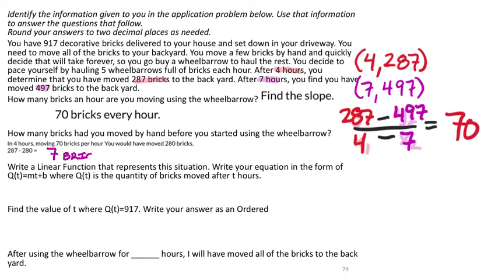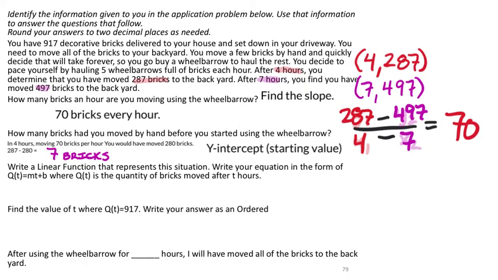And please don't forget to label your answers for these word problems, okay? This also was the y-intercept, okay, because it's the initial value. It's the value that you start with. It's the starting value. So you'd move 7 bricks, then you're like, you know what, this is ridiculous. I'm going to go get a wheelbarrow. Boom, you found it. And from there, you're moving 70 bricks every hour.